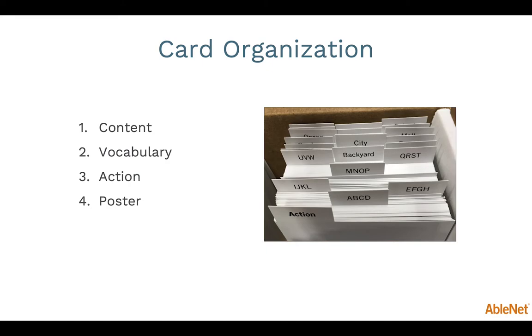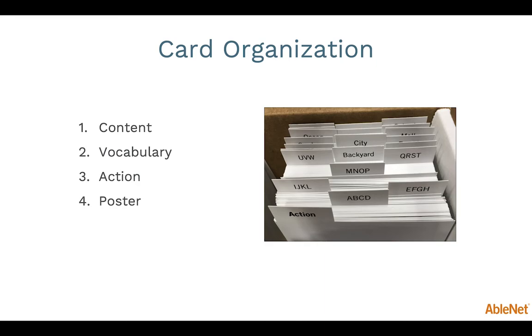There are 4 types of cards included in the equals content kit: content cards, vocabulary cards, action cards, and poster cards. Each card is labeled with the card type on the front and the back. The image is a clear indicator and a quick organizational solution to use during lessons. While organizing, become familiar with each type of card as indicated here.